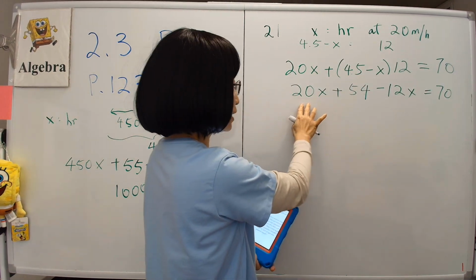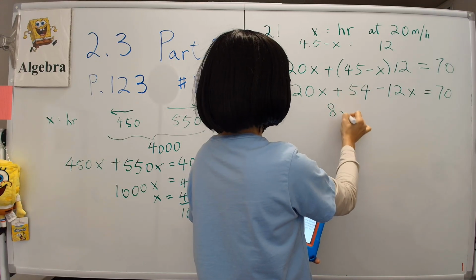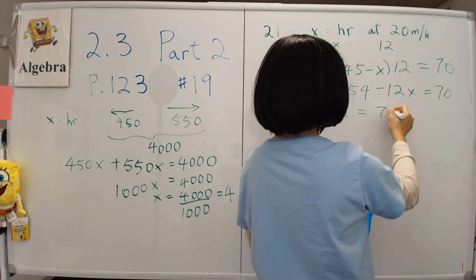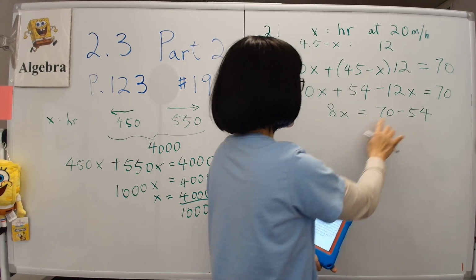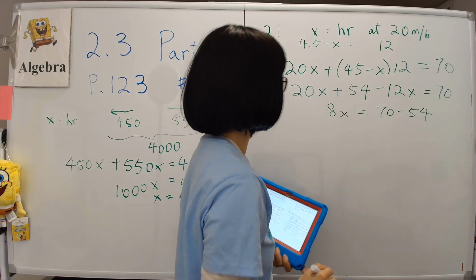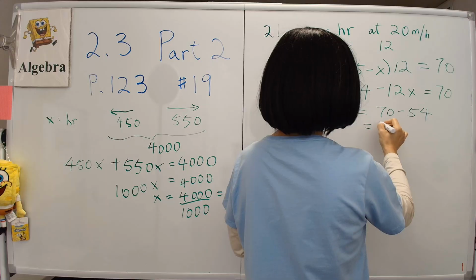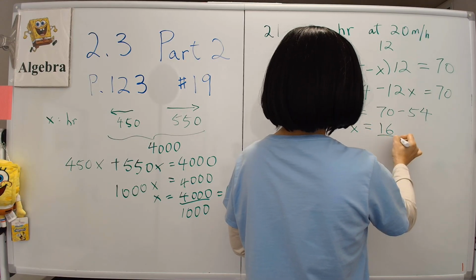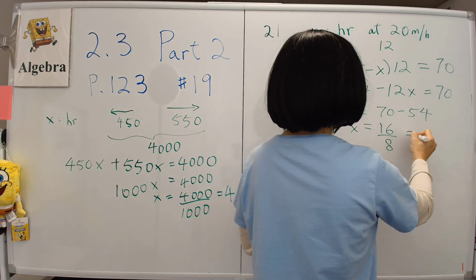So we have 20 minus 12. That will become 8x on this side. We'll push the 54 to the other side, which becomes 70 minus 54. Change the sign to negative when you push it to the other side of the equal sign. And that will be equal to 16. Okay, x will be 16 divided by 8. Push the 8 down below the division line, and that should give us 2.